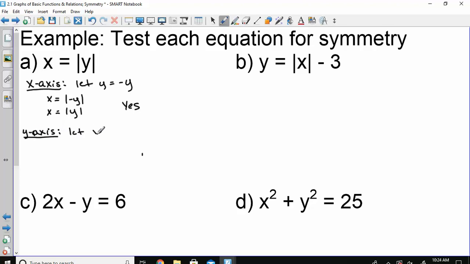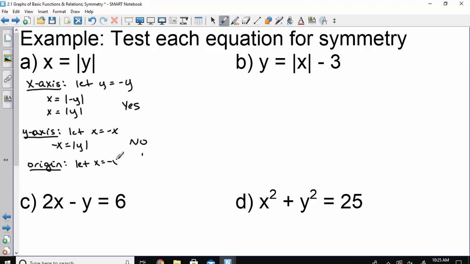So what do you think I should do to check the y-axis? Make the x negative. So if I have a negative x equals the absolute value of y, is there anything I can do to get rid of that negative on my x? No. So there's nothing I can do to turn this back into my original. So is it symmetric to the y? No.